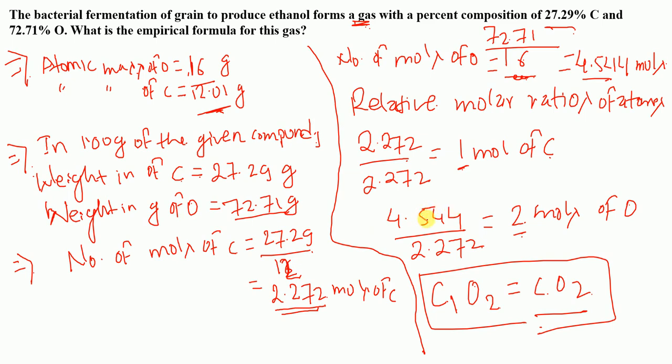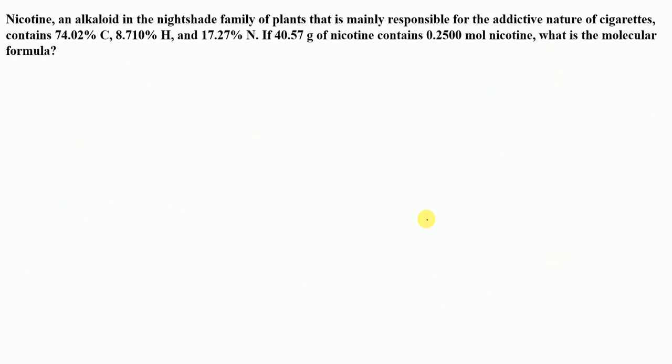Now moving to the final question, guys. This is also a very, very important question, and here we are not only determining the empirical formula, but also the molecular formula. First we have been given the percentage of carbon, hydrogen, and nitrogen. We have also been given that 40.57 gram of nicotine contains 0.2500 mole of nicotine. What is the molecular formula? Here we have to determine the molecular formula, not only the empirical formula.